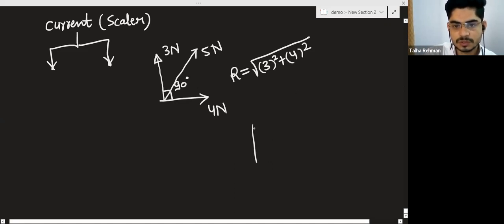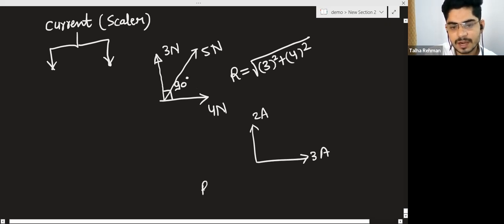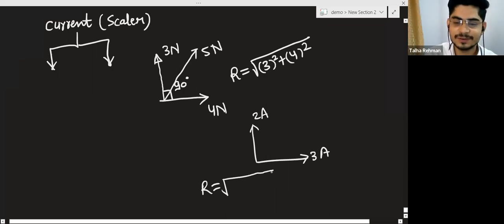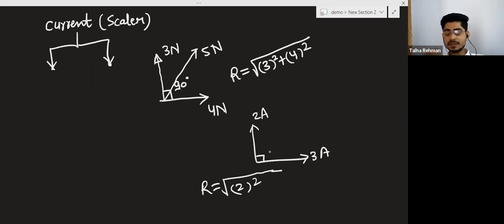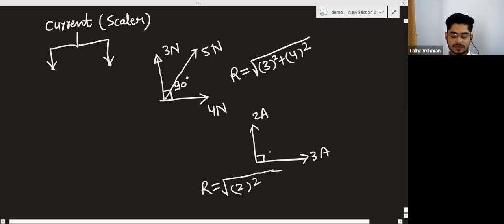And suppose here is a current of 2 ampere, and here is a current of 3 ampere. Can I write the resultant like this? In this case, I cannot write it. If I am supposing current has a direction and magnitude, so that's why I am supposing current is a vector. So it means that current must follow the laws of vectors if it is a vector.